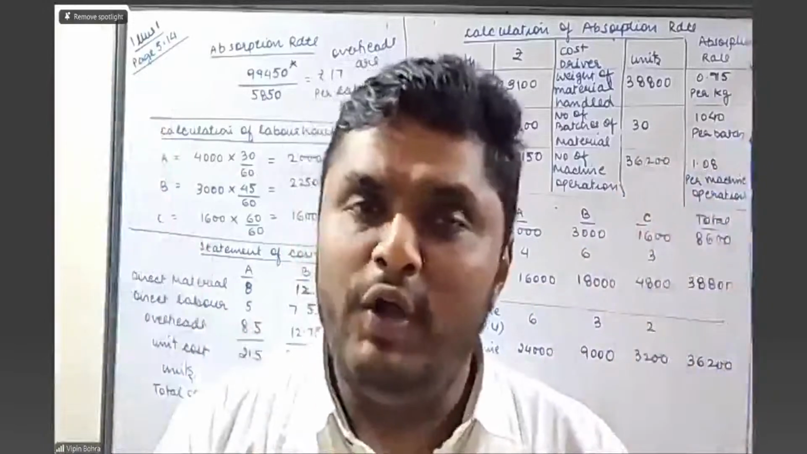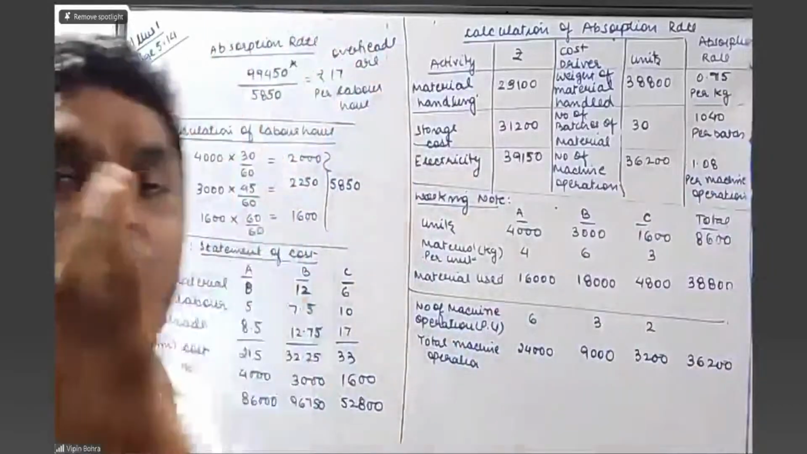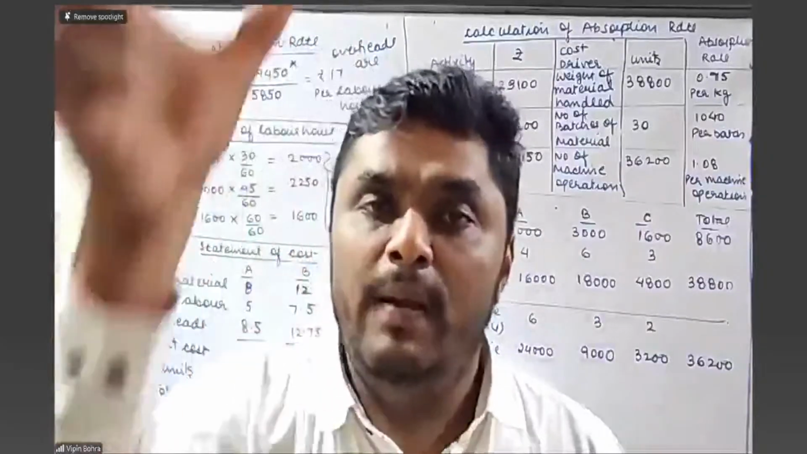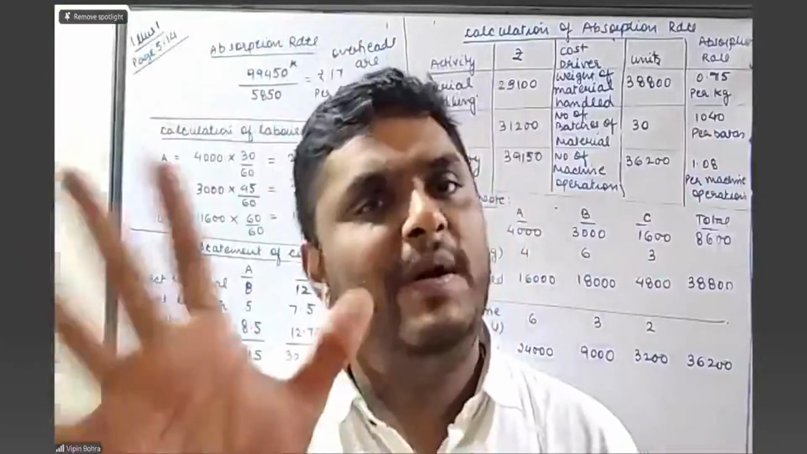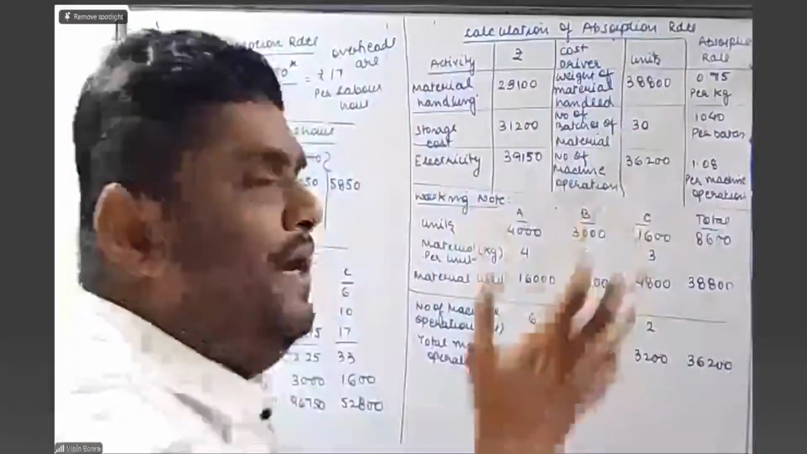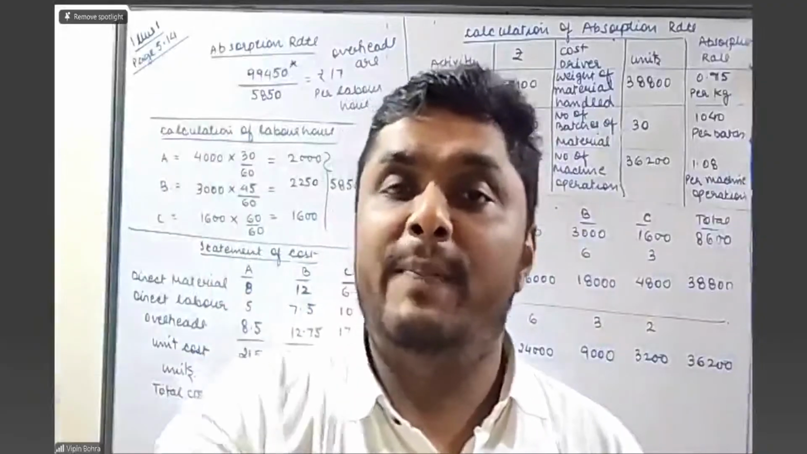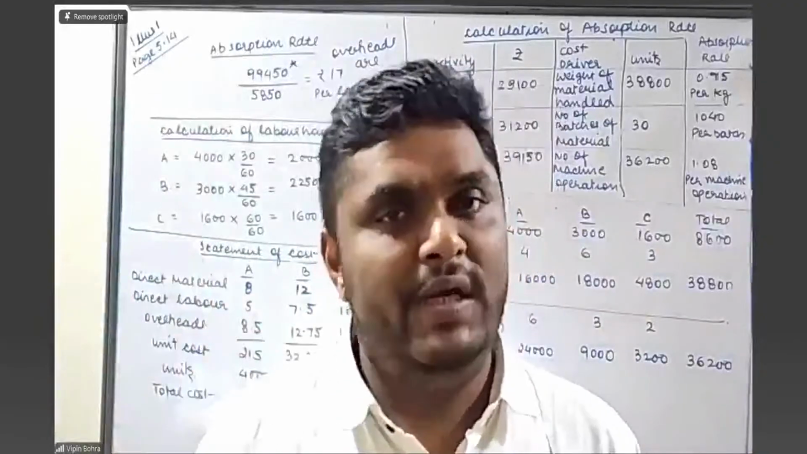So follow the basic steps. First, calculate the absorption rate as per traditional costing. Second, prepare the statement of cost as per traditional costing. Third, calculate the absorption rate as per activity-based costing. And fourth, prepare the statement of cost as per activity-based costing.